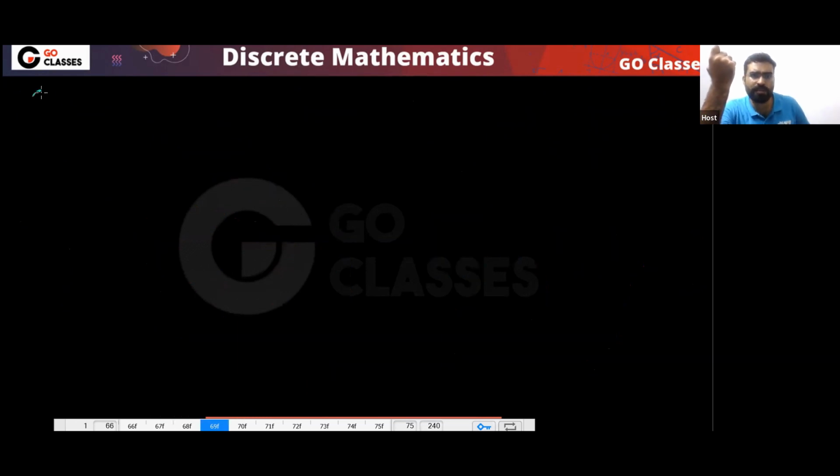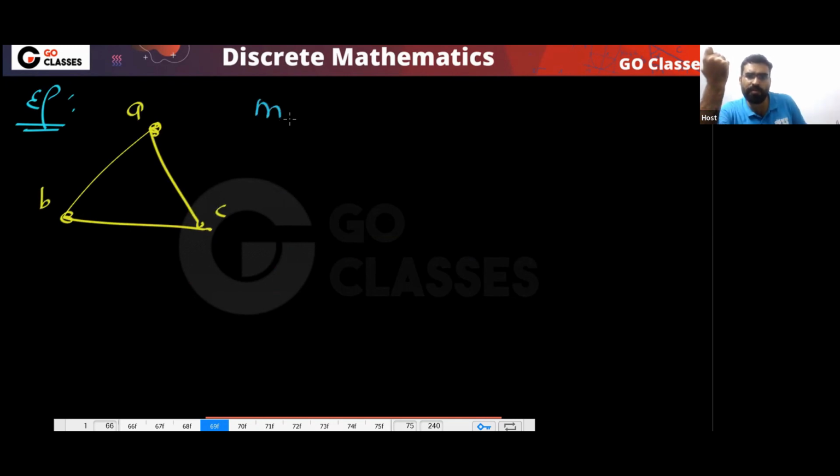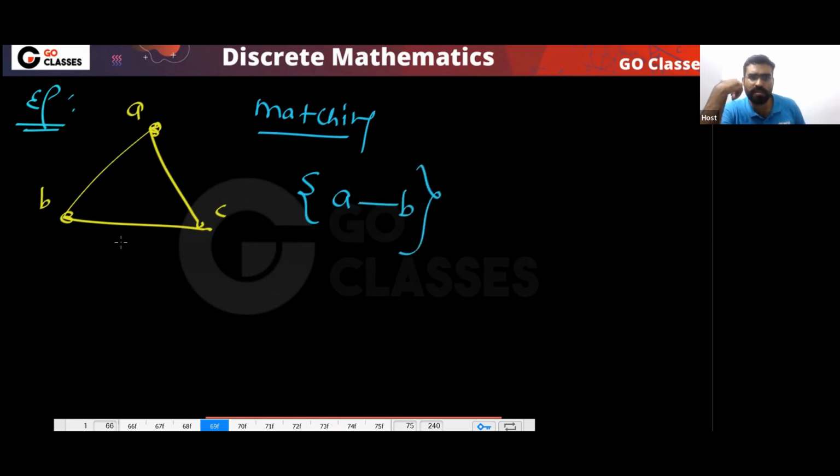So for example, let's take an example. Consider this graph: A, B, C. Let me give you a matching. Can anyone suggest a matching? This matching you can suggest: E1, E2, E3. So this matching E1 you can suggest.